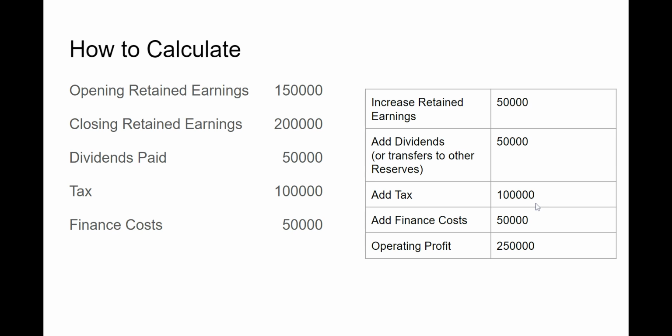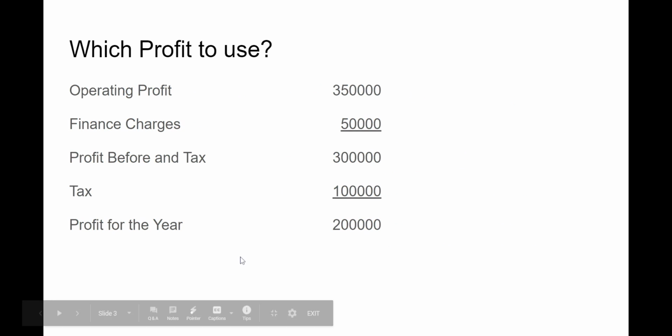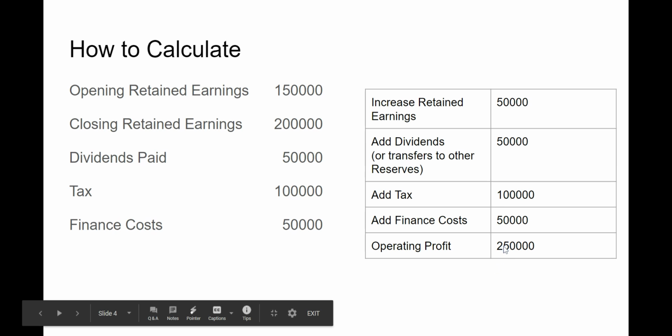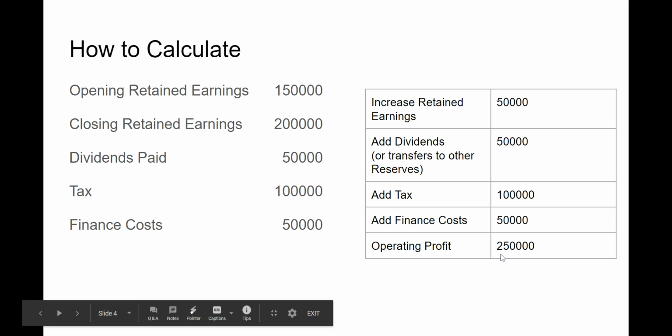Okay, we then need to add the tax, because don't forget, we're working our way back to the operating profit. So we're working our way backwards through what you'd normally see at the bottom of the income statement. So we need to add the tax on, and we need to add finance costs on, and that gives us a real operating profit of £250,000.